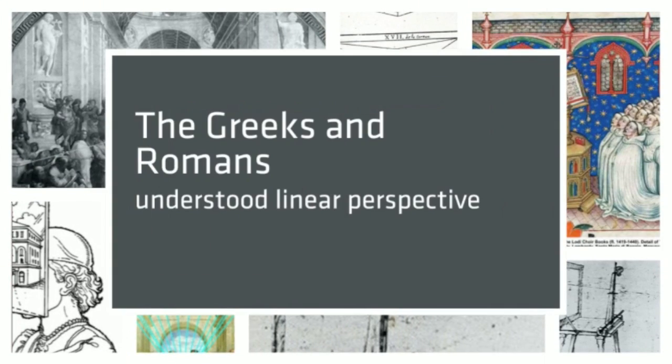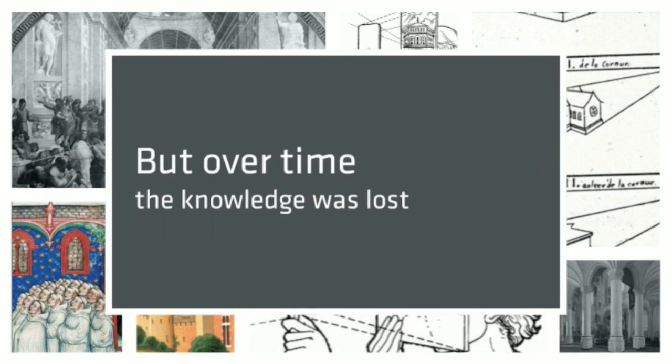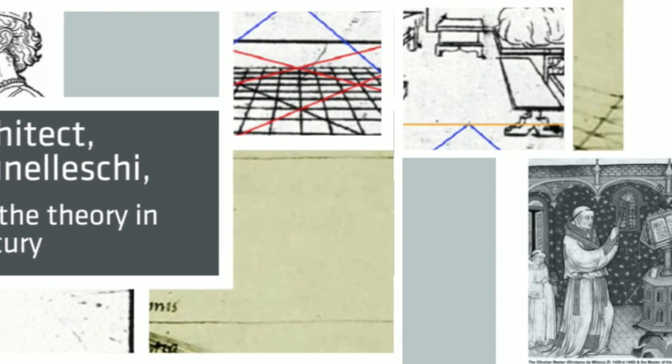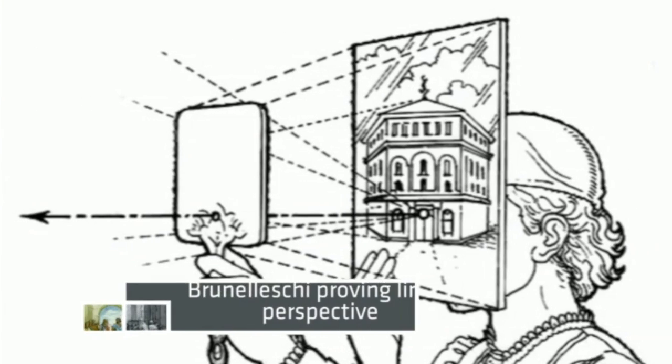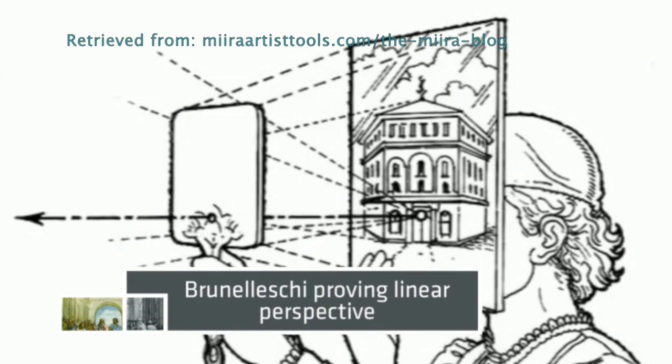Plato wrote that the arts of measuring and numbering and weighing things could help us understand the magic and deception of our own eyes. It wasn't until the 15th century when Filippo Brunelleschi rediscovered the theory and demonstrated how forms in space mathematically shrink by using a mirror with a hole in it.